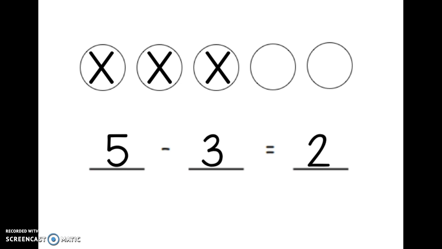When it comes to subtraction, the first number is always how many you started with, your whole number. The second number after the minus sign is how many you took away, the ones you crossed off. And your last number after the equal sign is how many you have left.